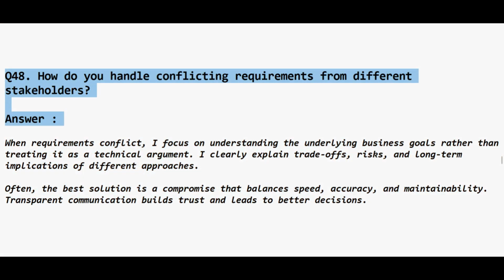Question 48. How do you handle conflicting requirements from different stakeholders? Answer. When requirements conflict, I focus on understanding the underlying business goals rather than treating it as a technical argument. I clearly explain trade-offs, risks, and long-term implications of different approaches. Often, the best solution is a compromise that balances speed, accuracy, and maintainability. Transparent communication builds trust and leads to better decisions.